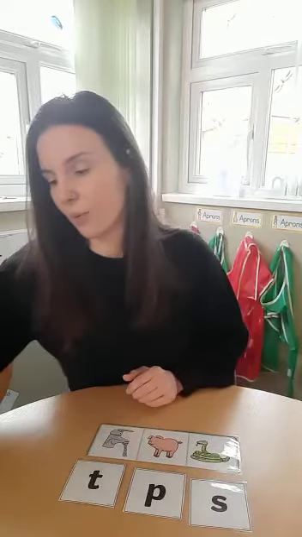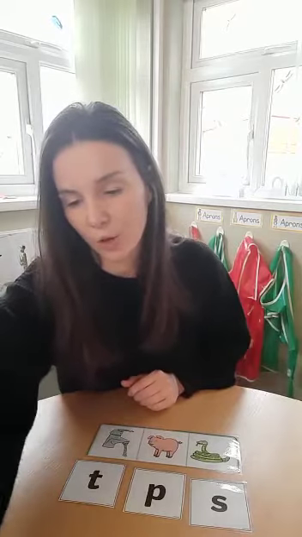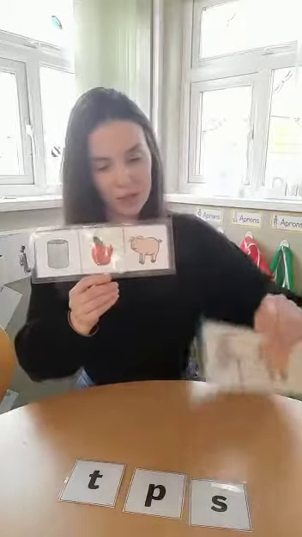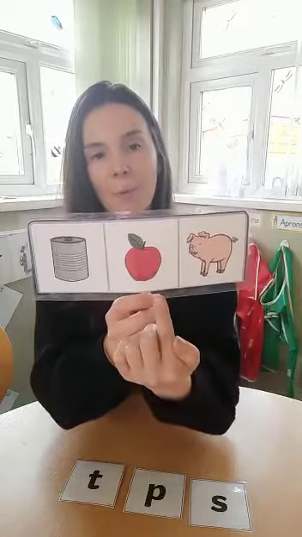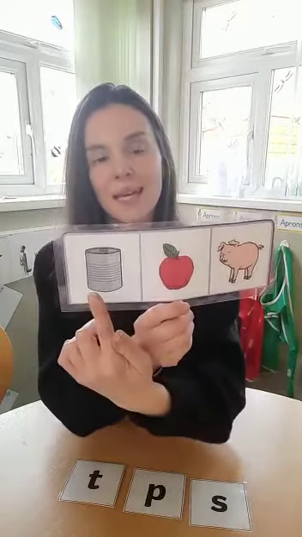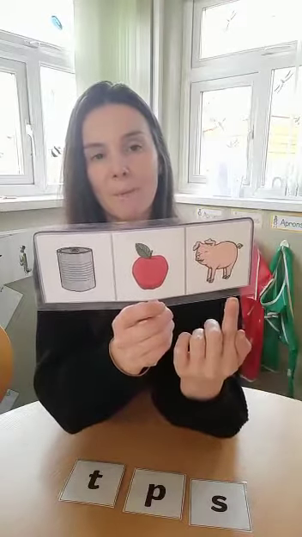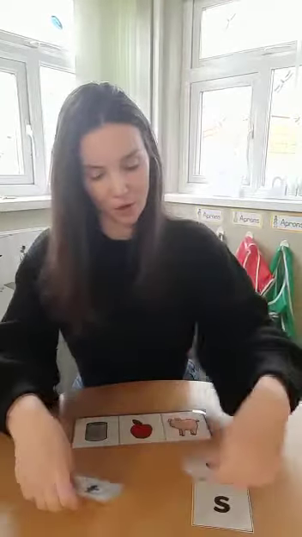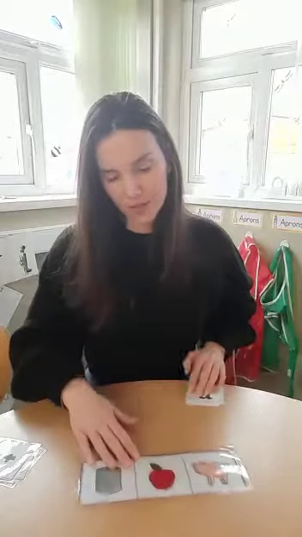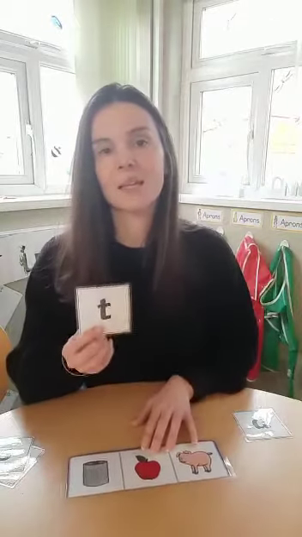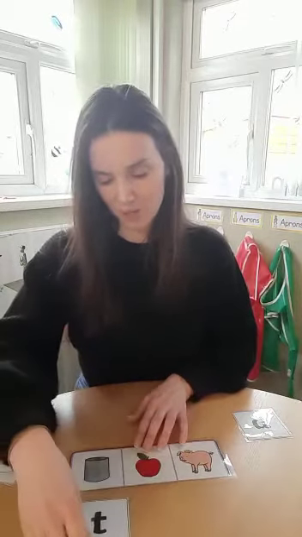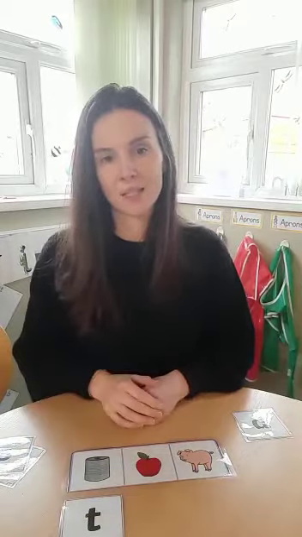Okay, and it might be that you have a different bingo board, like this one here. We haven't looked at this one before. This one has a tin, apple, pig. You say it with me. Tin, apple, pig. And instead of playing bingo, we could listen for the sound at the beginning of those words and place our letters underneath. So tin, t, t, tin begins with a t. So I would place t underneath.